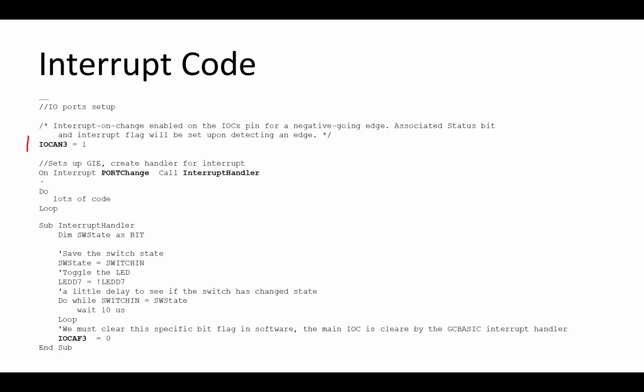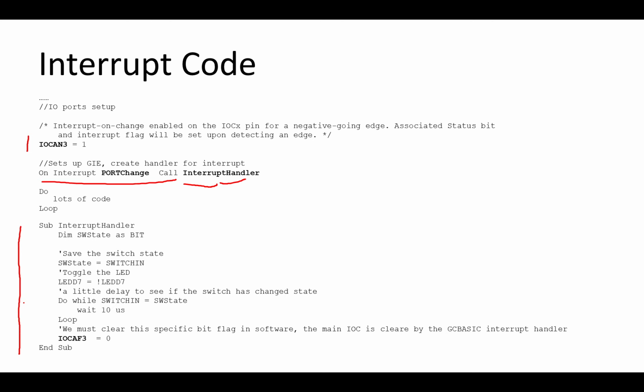In GCBASIC, you just use this command and instruction set to call the interrupt handler. You go on interrupt, whatever the source of the interrupt is. We've done port change. Call my interrupt handler. And you could call that whatever you like, but it has to be a subroutine that handles your interrupt. And I've called it interrupt handler to keep things simple. And here is my handler.